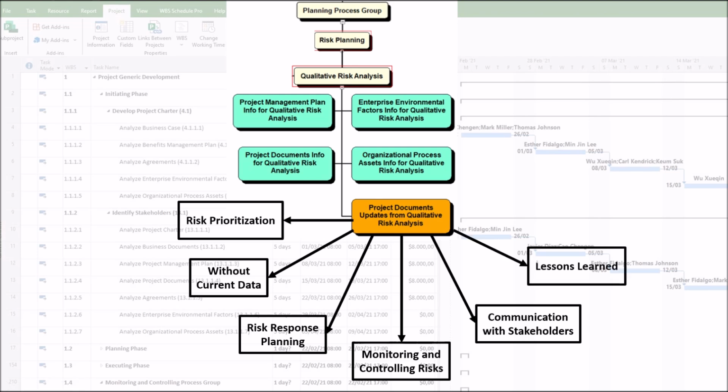Sixth, lessons learned become worthless, repeating past mistakes on future projects. Seventh, poor document updates violate organizational process asset standards, triggering audit findings and compliance issues. In summary, diligent updates to project documents during qualitative risk analysis are not mere administration, they are a cornerstone of effective risk management. Neglect here creates a cascade of failures across all subsequent risk processes, ultimately jeopardizing project success.